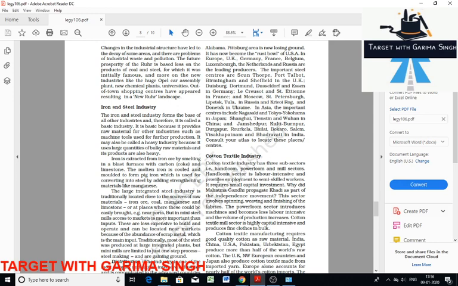cotton textile is basically divided into three sectors: handloom, powerloom, and mill sector. So cotton is divided into three sectors. Handloom is basically labor intensive. Powerloom is less labor intensive. Mill sector is highly capital intensive.